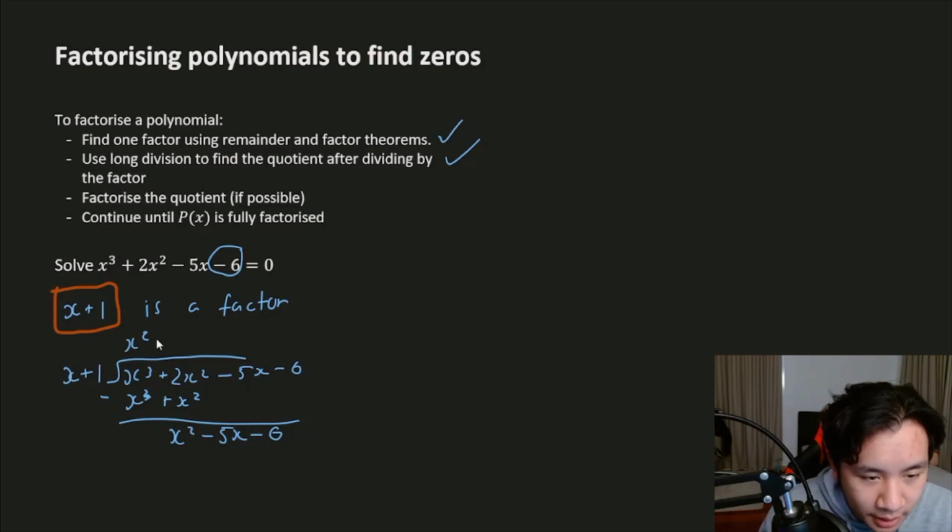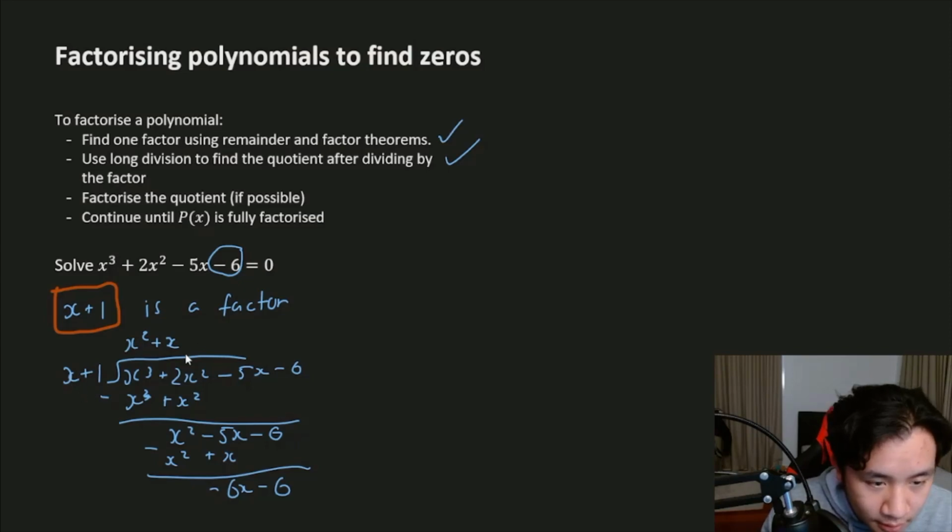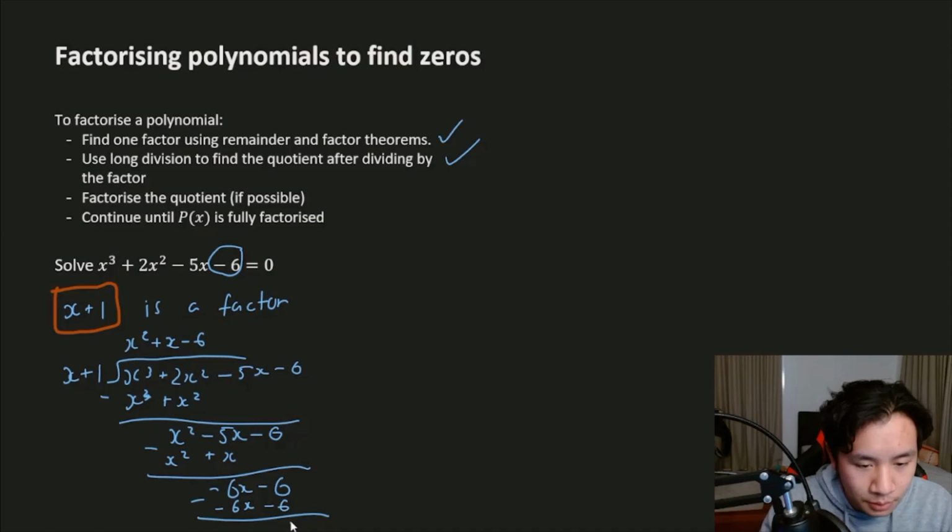So x squared divided by x is just x, times x with these two, so x squared plus x. Minus them, you will get minus 6x minus 6. And then divide minus 6x by x, that is just minus 6, times minus 6 with these two, so minus 6x minus 6. And you should get a remainder of 0.